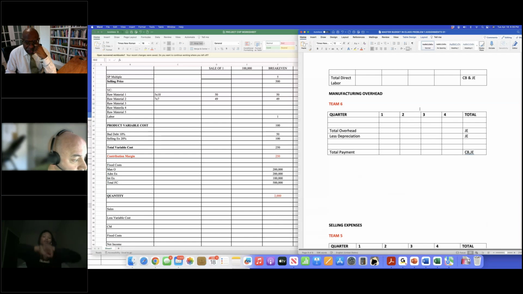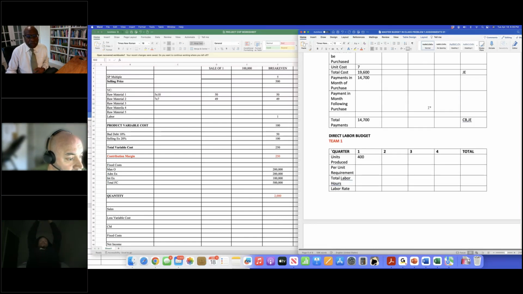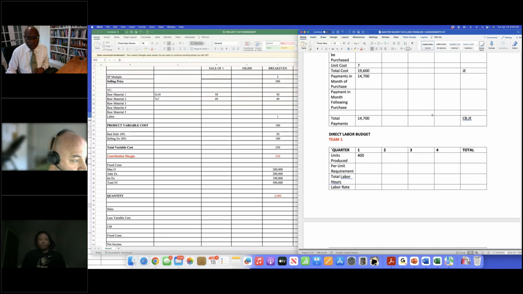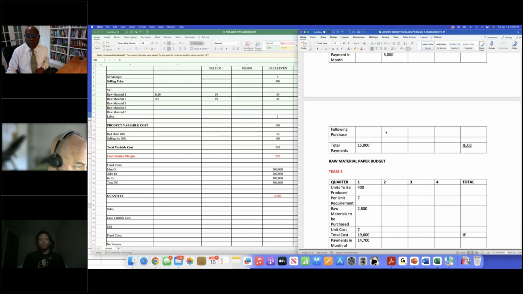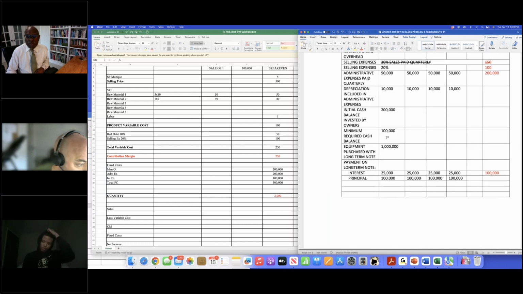And what were our assumptions on the labor? It's 400 units. And what's the per unit requirement on labor? How many can we make in an hour? I think we can make more than one in an hour. 20 books per hour.